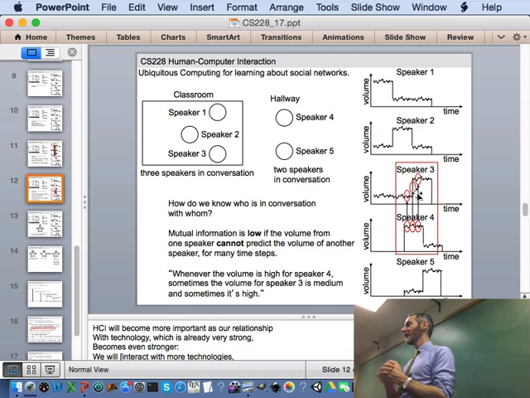Someone else in the class is out walking around campus and their volumes are going up and down on their microphone, and it's completely uncorrelated with what I'm saying here in the classroom to you. So at that point in time, our two microphones have low mutual information, and I can infer from that that we are not engaged in a face-to-face conversation during that time period. Okay, so we've got part of the way from raw volume to starting to infer social networks. We'll continue with that on Friday.